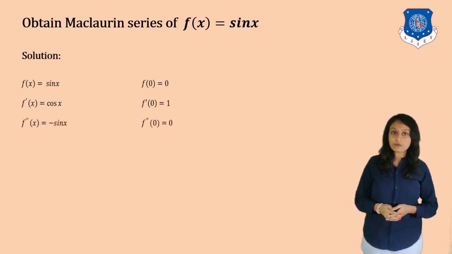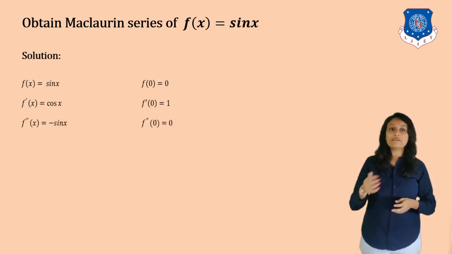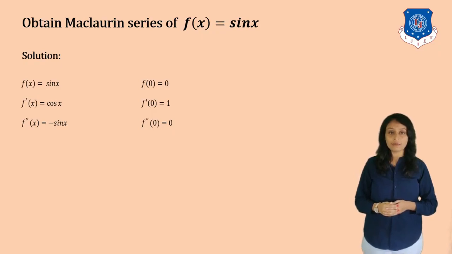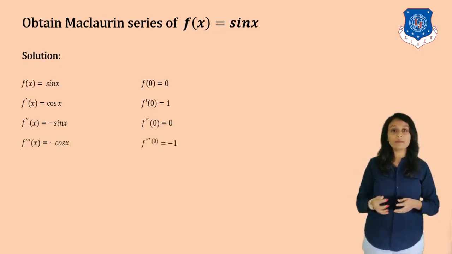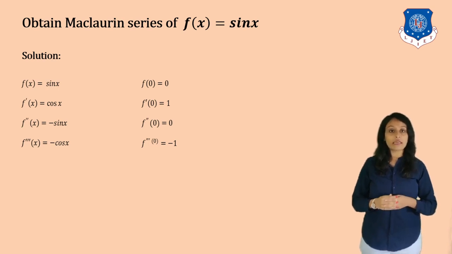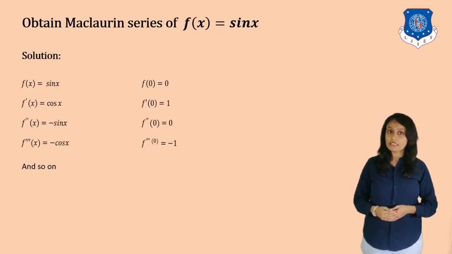Find again its derivative, right? So derivative of cos x will be minus sin x. Again we have to find the value at 0. So minus of sin 0 will be 0. Then f'''(x), which is minus cos x. So again at 0 we will get the answer minus 1, and so on we have to find this.